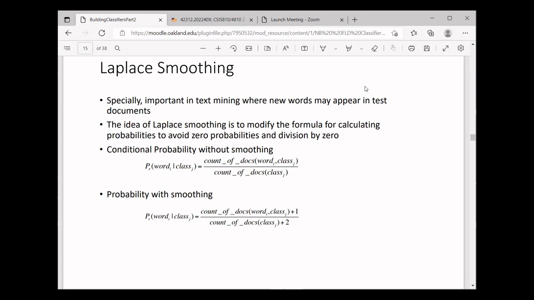With the smoothing, what you do is you add 1 to the numerator and you add 2 to the denominator. By doing so, you avoid making probabilities become 0. So this is what we call Laplace smoothing. And this is highly advisable to use when you are working with text classification problems or even other problems where you are dealing with binary features.